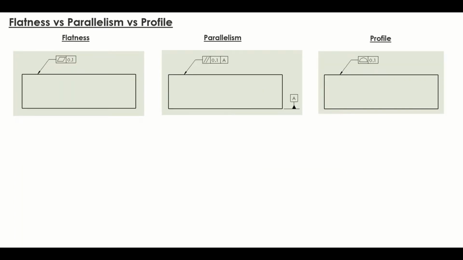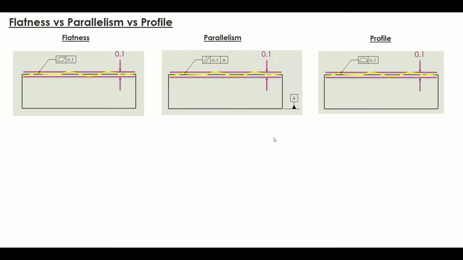Here we learn about flatness tolerance. Sometimes it's quite confusing when we want to compare flatness with parallelism and profile tolerance. Here is the joint entry for all three tolerances. For flatness, it's fine as long as the surface lies between the tolerance zone of 0.1. How about for parallelism and profile tolerance? They actually look quite similar, but in fact, they are slightly different.